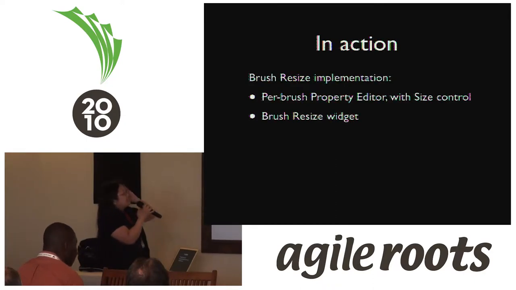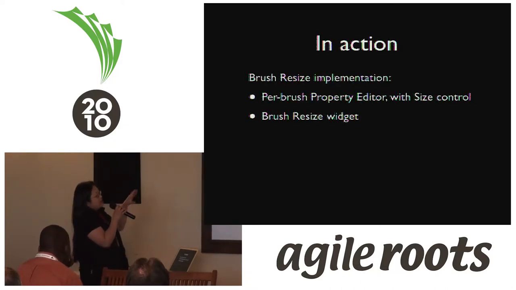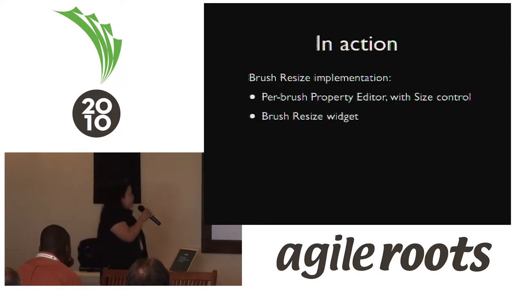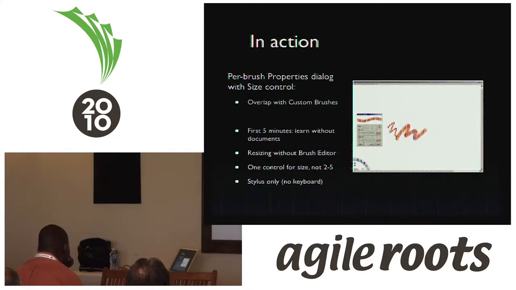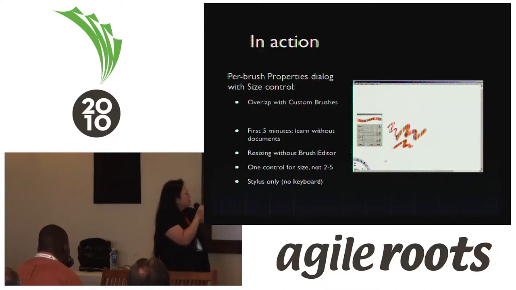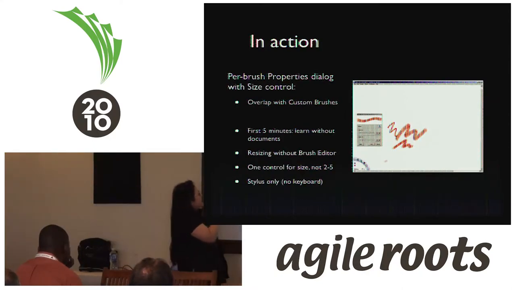So even though we did the investigations in a completely different order, the way we did the brush size implementation was to put together things in two pieces, the per brush property editor and the brush resize widget. This is a property sheet, and there's one for each type of brush, and one of these controls the size of the brush, and the other one controls something else for each different brush. So at first there's an overlap with the custom brushes design, but it hits these main goals.